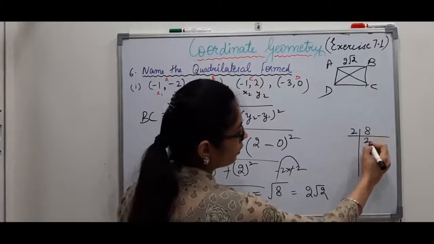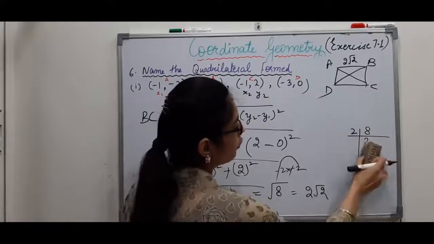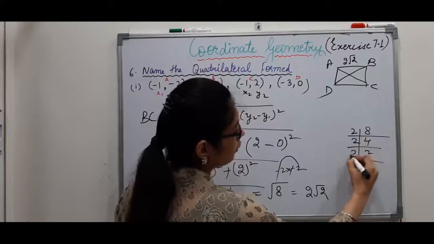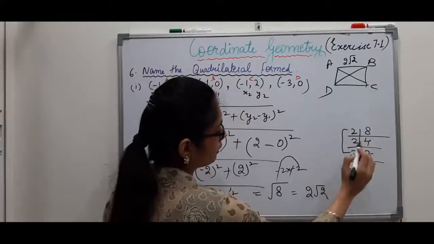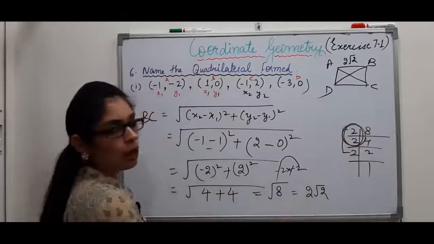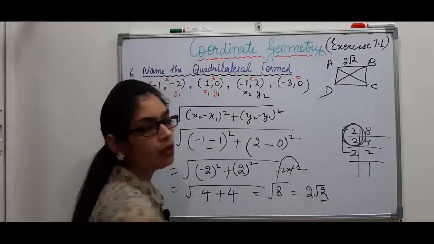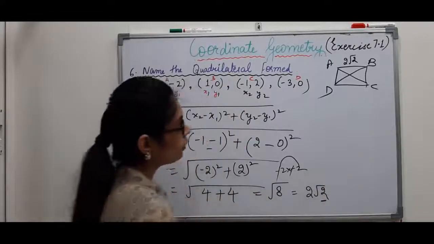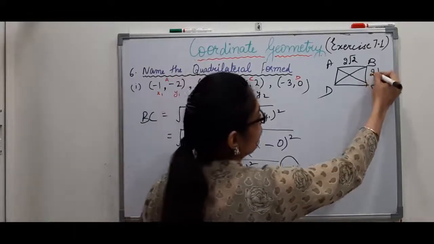2 into 4 is 8, 2 into 2 is 4, 2 into 1 is 2. So you have made the factors. These two will come out and 1 2 will remain inside. So root 8 is 2 root 2. So BC is again 2 root 2.